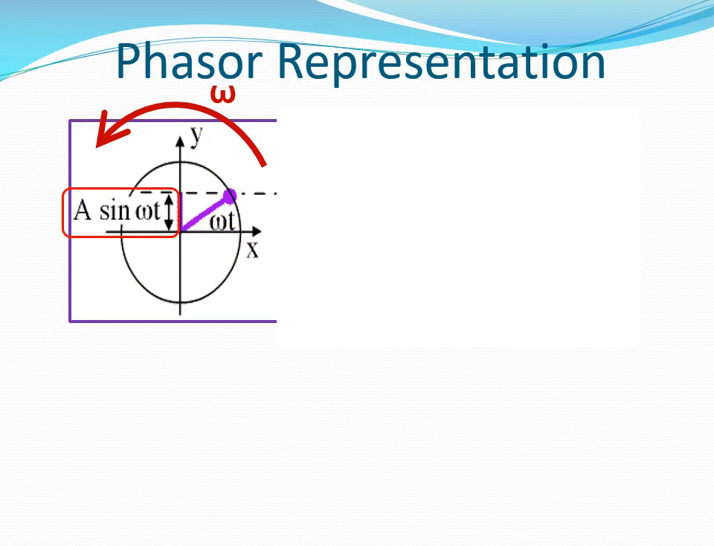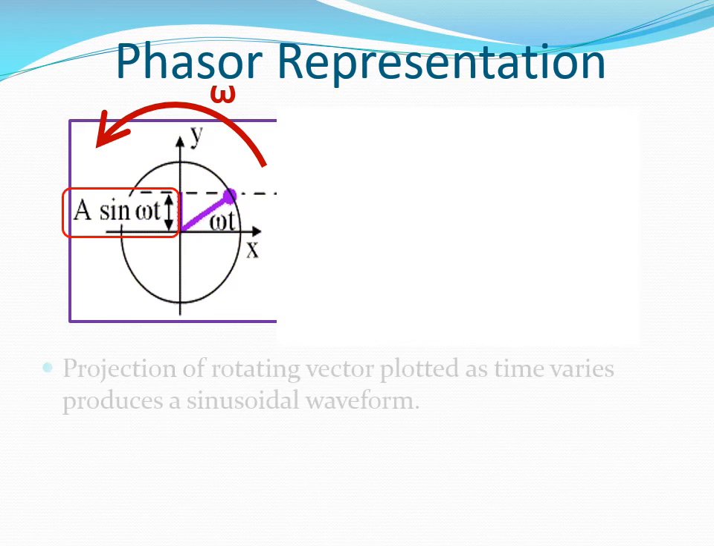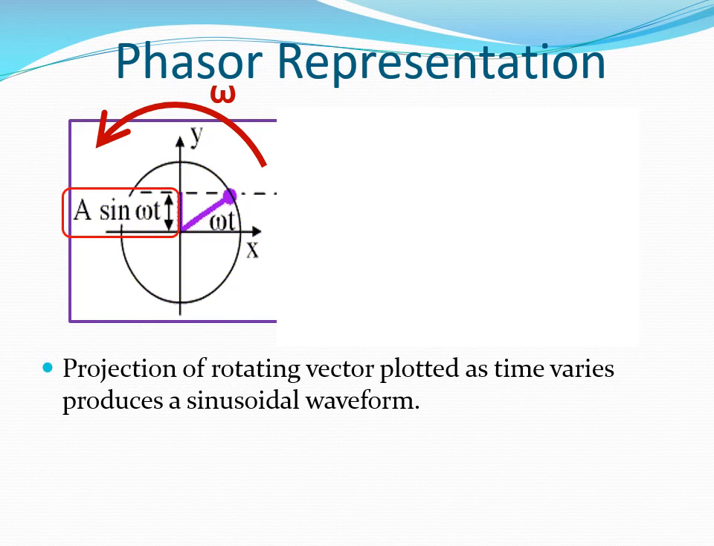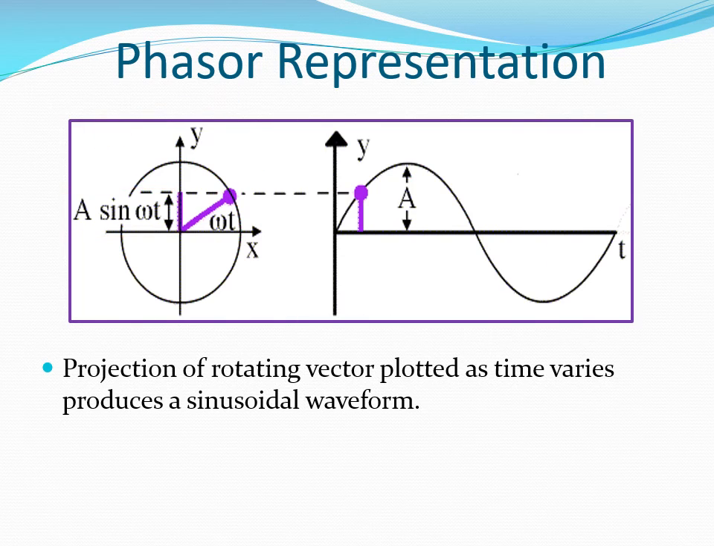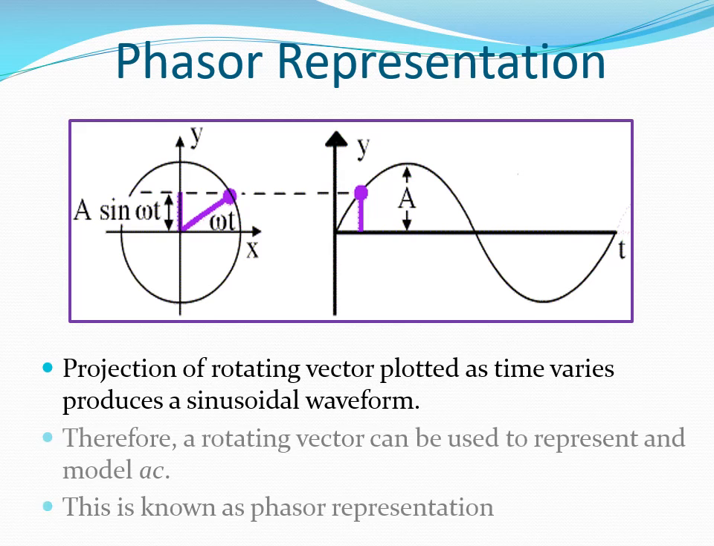This is the general expression for AC with a phase angle of 0. If we plot the vertical projection against time, we obtain a sinusoidal waveform. Therefore, a rotating vector can be used to represent and model AC. Representing an AC waveform using a rotating vector is known as phasor representation.